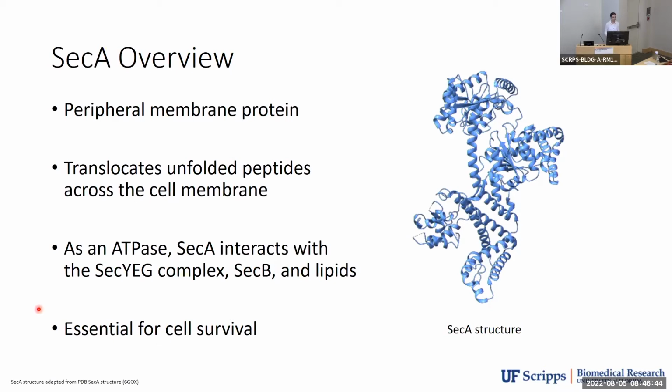this translocation. SecA is essential for cell survival, meaning that if it cannot perform its function, the bacterial cell cannot survive. For this reason, we want to understand the conformational changes that SecA is undergoing, specifically when it is bound to lipids and interacting with those lipids, so that we can target those regions, disable them, and result in bacterial cell death.